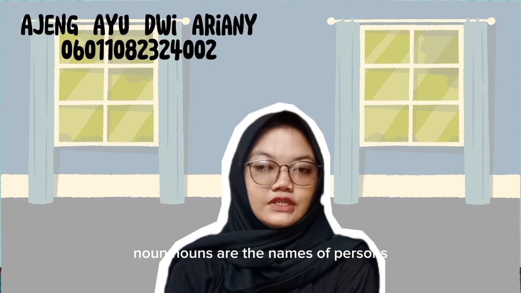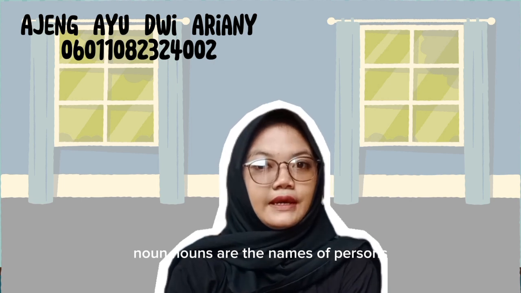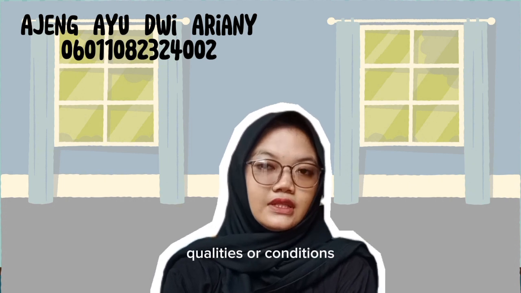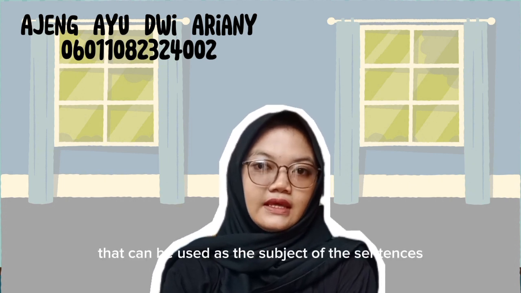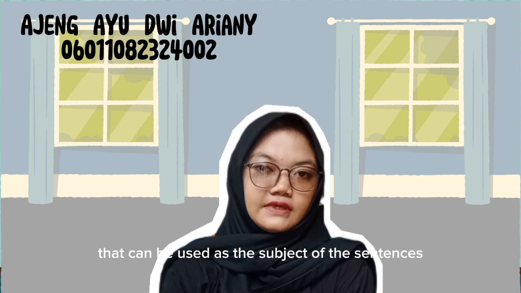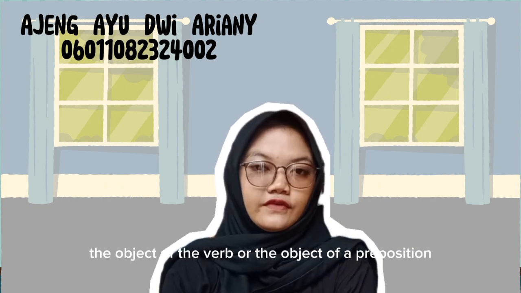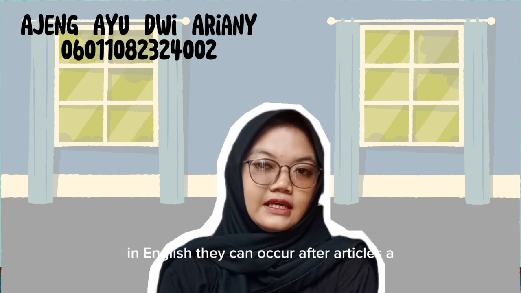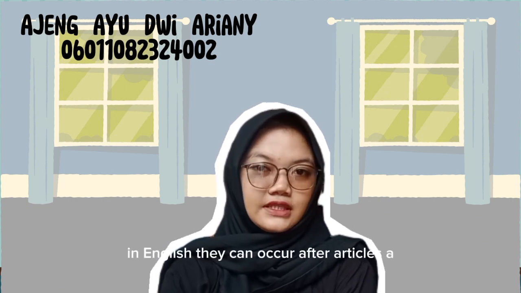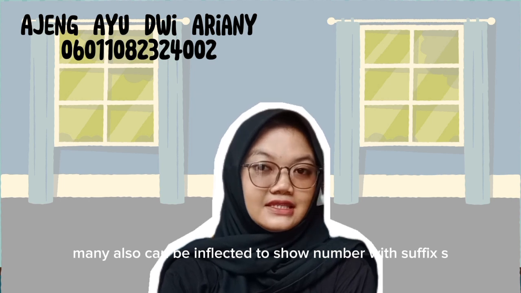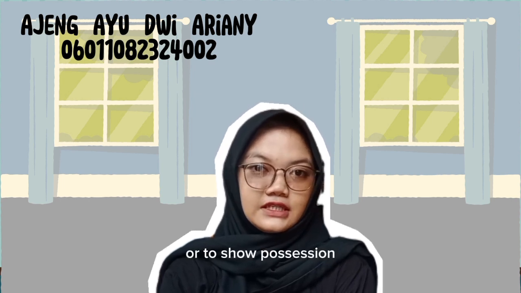Noun. Nouns are the names of persons, places, attitudes, ideas, things, qualities, or conditions that can be used as the subject of the sentences, the object of the verb, or the object of a preposition. In English, they can occur after the articles a, an, and the. Many also can be inflected to show number with the suffix s or to show possession.